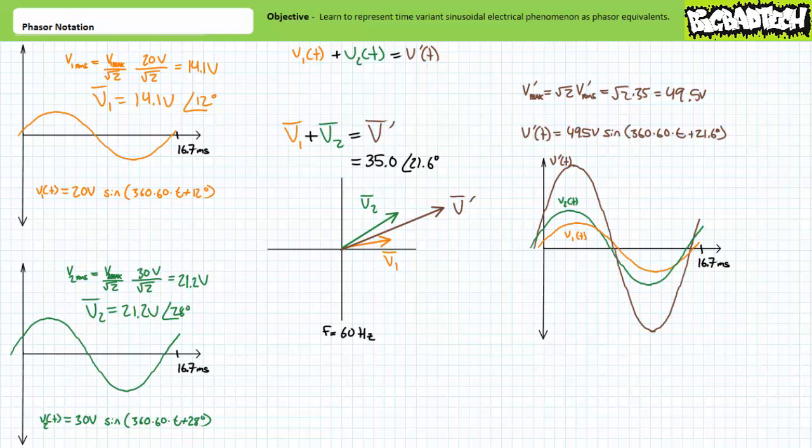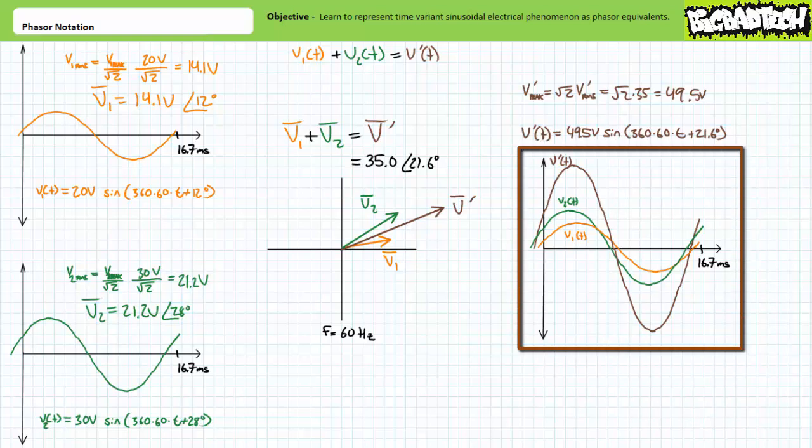Given this phasor diagram is known to be relevant at 60 Hz, V single prime of t equals 49.5 volts times the sine of 360 times 60 times t plus 21.6 degrees. Plotting V1 of t, V2 of t, and their summation V single prime of t on the same graph yields nothing short of a hot mess.